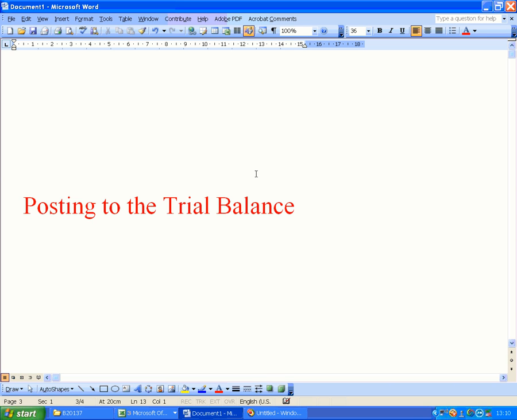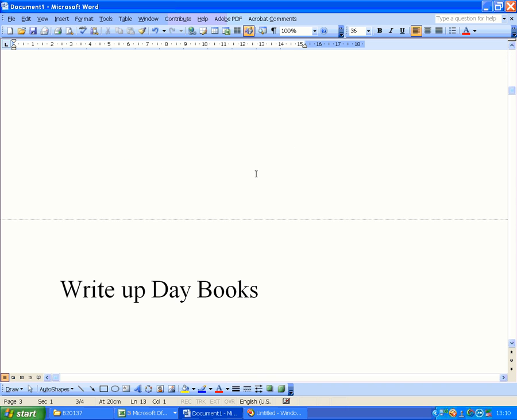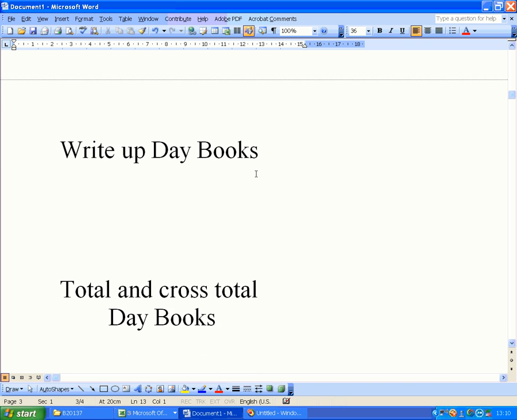This presentation demonstrates how to post from the T accounts to the trial balance. To recap, initially in the bookkeeping process we got our source documents and entered them in daybooks. The procedure was writing up the daybooks.